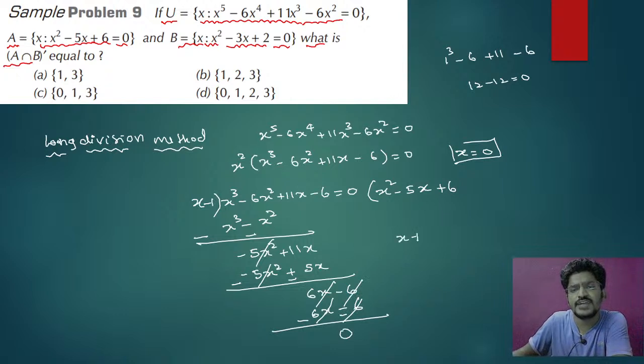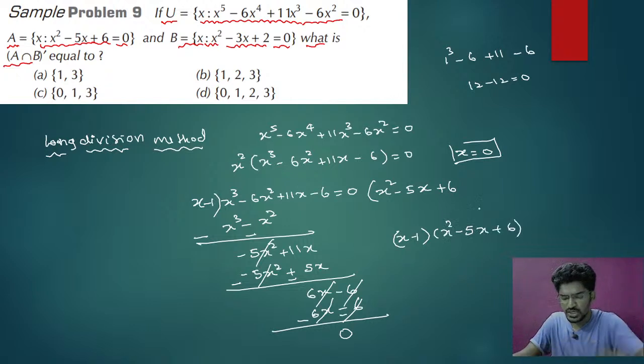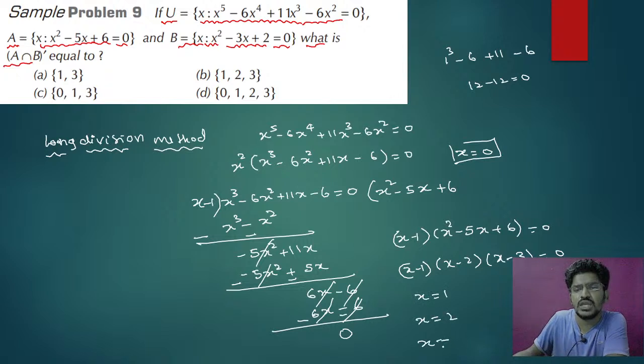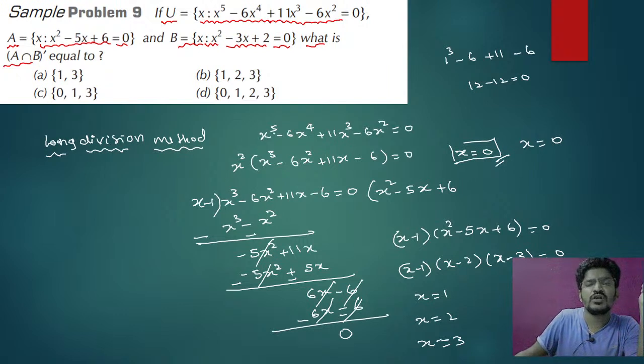That means x minus 1 into x square minus 5x plus 6 will be your solution for x cube minus 6x square plus 11x minus 6 equal to 0. So therefore you can just see x minus 1, and this will be x minus 2 into x minus 3 equal to 0. So therefore x equal to 1, x equal to 2, x equal to 3, and already here you have x equal to 0. All these 4 elements are going to be the roots for your x to the power of 5 minus 6x to the power 4 plus 11x cube minus 6x square equal to 0.